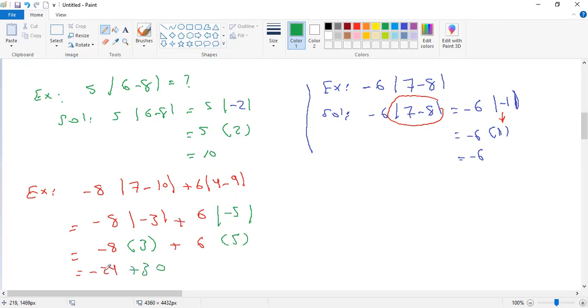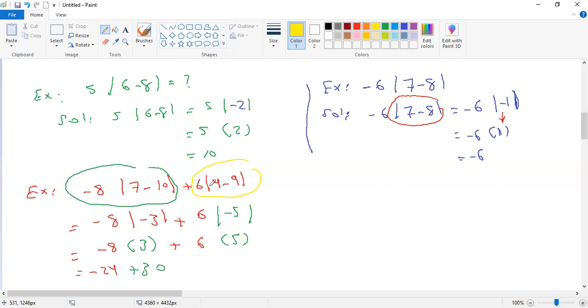And the first one is what we said here: 7 minus 10 is negative 3, the absolute value will be 3, and 3 times negative 8 is negative 24. And the second one, see, this one. I have two terms here because there's a plus. This is the first term, this is the second term, like I have two rooms. This is the first room, negative 24.